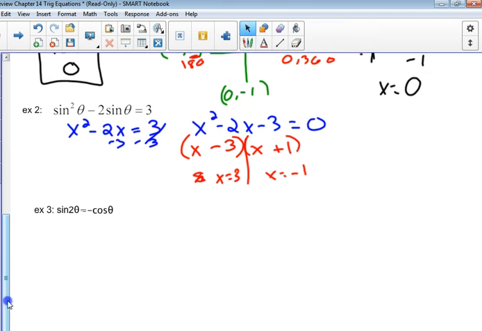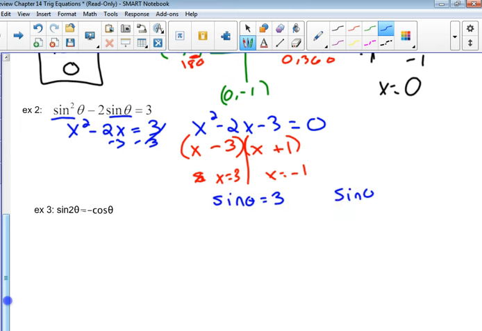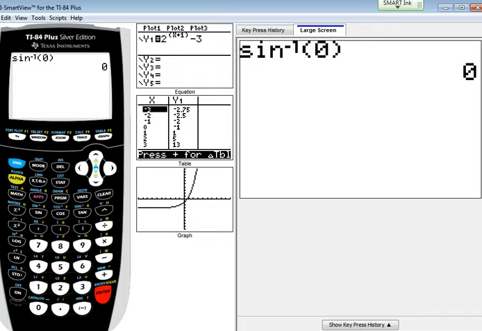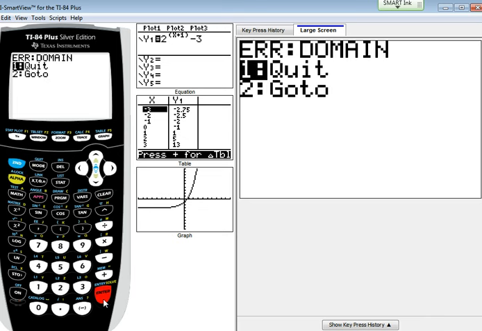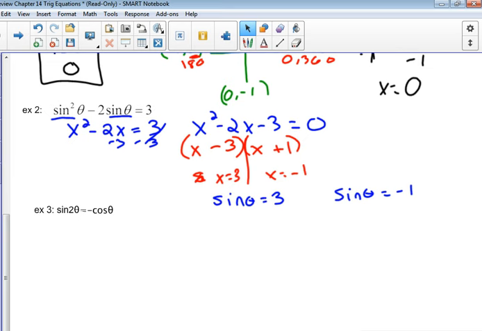1. Great. Okay, so just remember that you guys were originally dealing with sines. So it's like saying sine theta equals 3, sine theta equals negative 1. So once you get your sine theta, now use your second function key. And when the sine is 3, what happens with that one? Good, it gets an error, because your sine can only go between negative 1 and positive 1, so this one's not going to work.